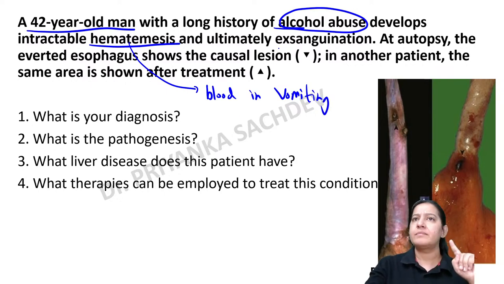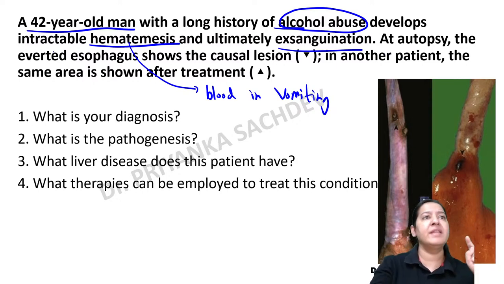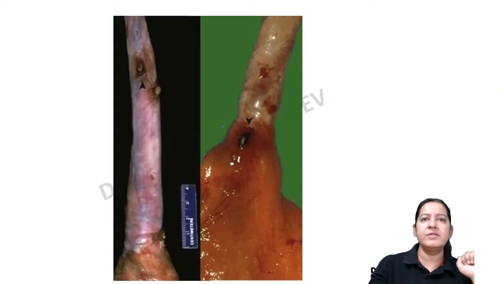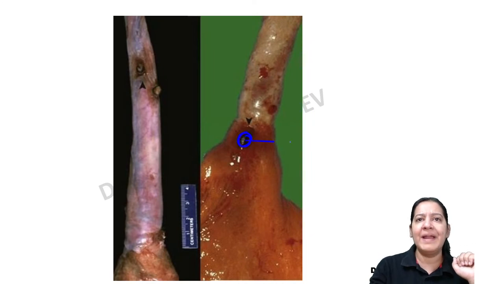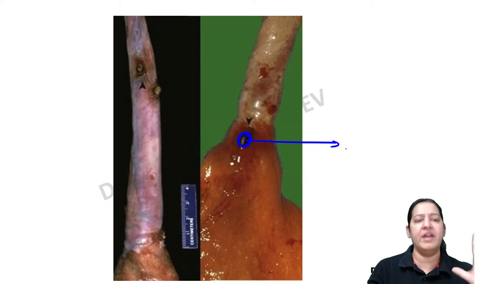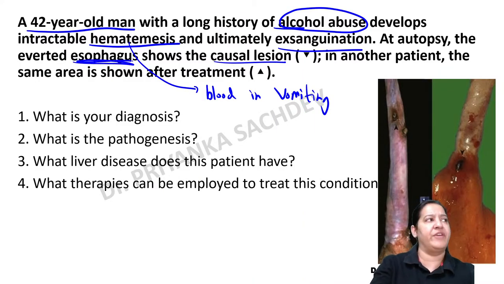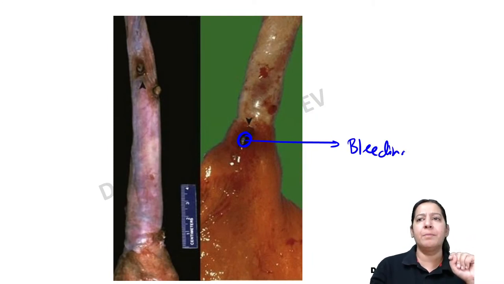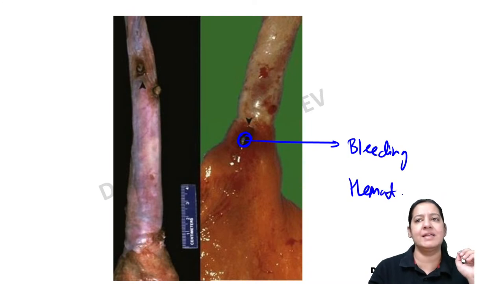And ultimately, he dies. At autopsy, what do you find? At autopsy, the person is dead. You find the everted esophagus shows a lesion. In another patient, the same area is shown after treatment. Right. So you can see the 2 diagrams in front of you. Can you see this area? This area was bleeding. Where is it present? You see the location where it is present. So the area is present in the esophagus. So in the esophagus, some pathology is there which is causing bleeding. And because of the bleeding, the patient is having hematemesis, and the patient is dead because of extensive bleeding.